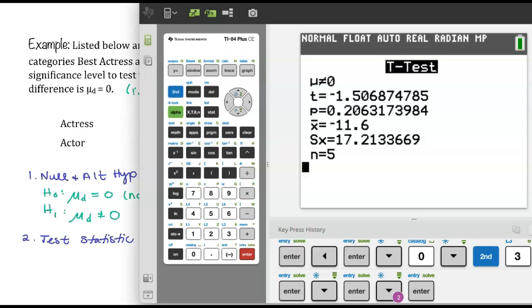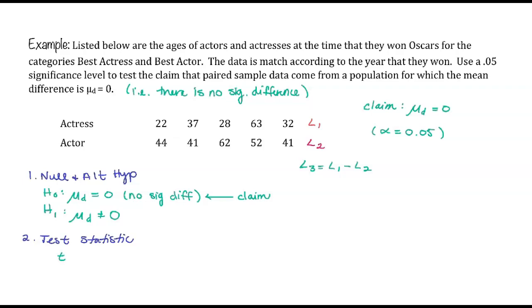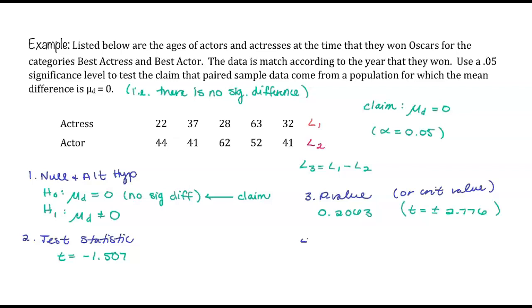Let's take that back to our example. We found our test statistic to be t equals negative 1.507. Our calculator also gave us information about the p-value. We found our p-value to be 0.2063. If we instead use the critical value method, we would need to find the test statistic t that corresponds to this value of alpha in a degrees of freedom equal to 5 minus 1, or 4. Since this is a two-tailed test, we would have two test statistics, t equal to plus or minus 2.776.